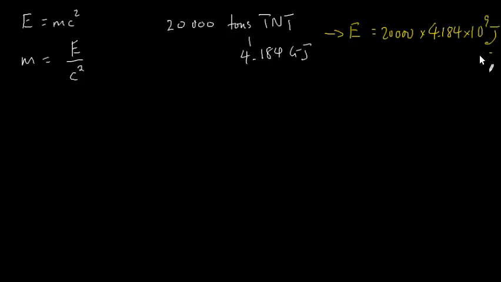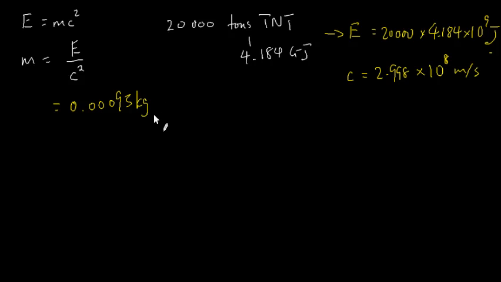So this is E. Okay, and we know c is the speed of light, 2.998 or approximately 3 times 10 to the power of 8 meters per second. So putting these two numbers into the equation and using our calculator, this is what I found: 0.00093 kilogram. Now that's approximately equal to 1 gram. How much is 1 gram?